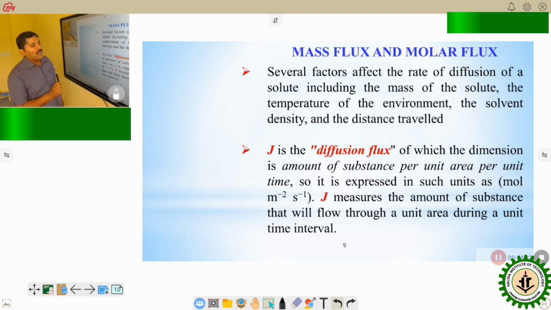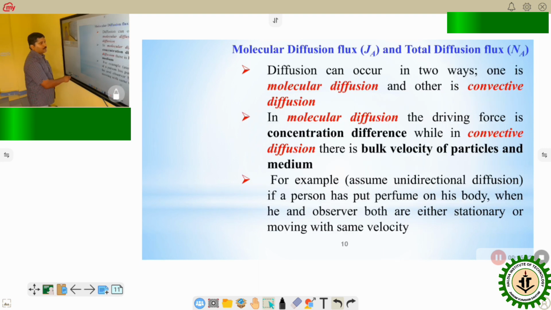J is the diffusion flux, of which the dimension is amount of substance per unit area per unit time. That is already explained. From there we get mole per second per meter square. Mole per second is the rate, per unit area is the flux. J measures the amount of substance that will flow through a unit area during a unit time interval. That is the flux.